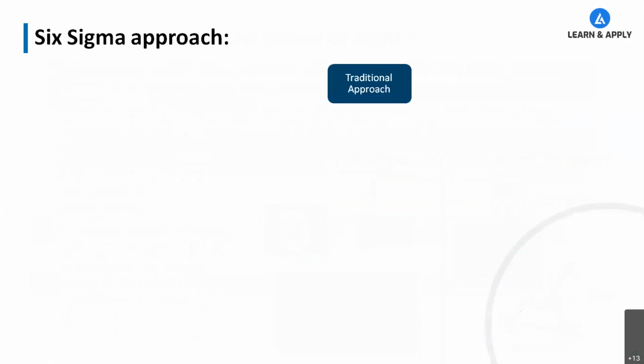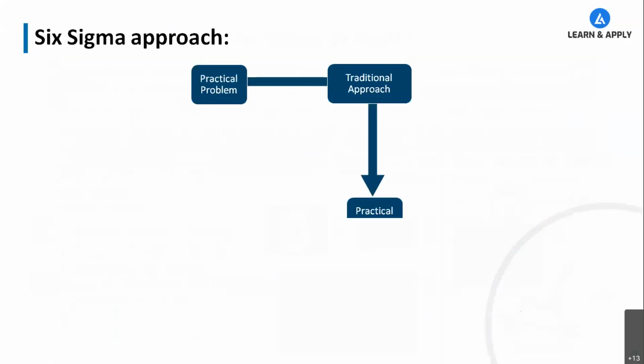So let's say we are having one problem. What is the method of solving that problem? There is a practical problem. In our traditional approach, we analyze the practical problem and we implement the practical solution. This is the common traditional approach.